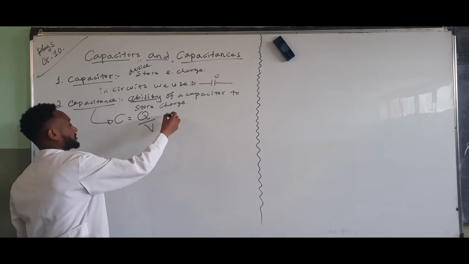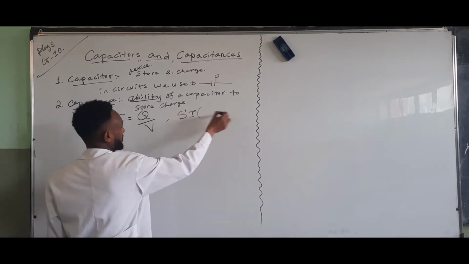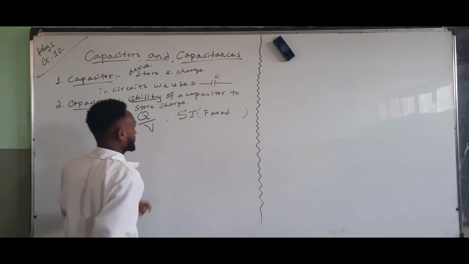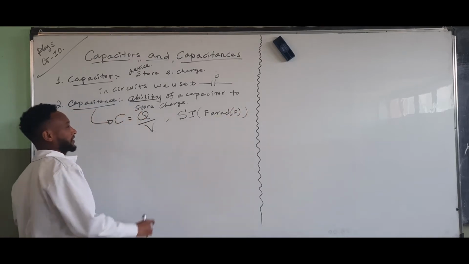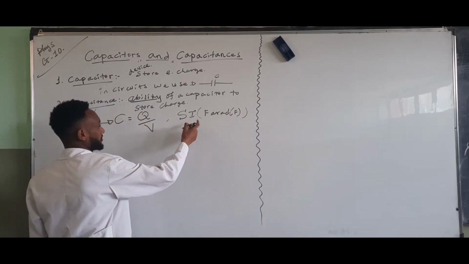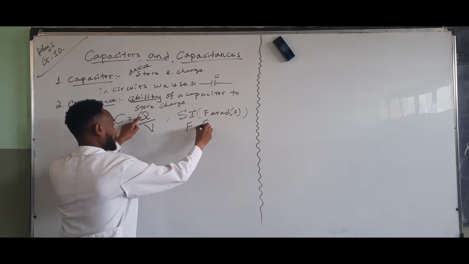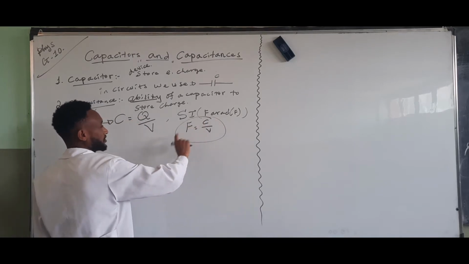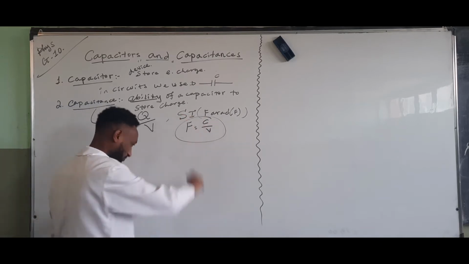Its system international unit is called farad. This is the system international unit for capacitance. As a derived unit, farad is equal to the unit of charge, coulomb, over the unit of voltage, volt. So 1 farad is equal to 1 coulomb per 1 volt.